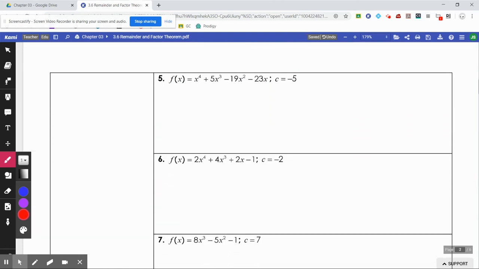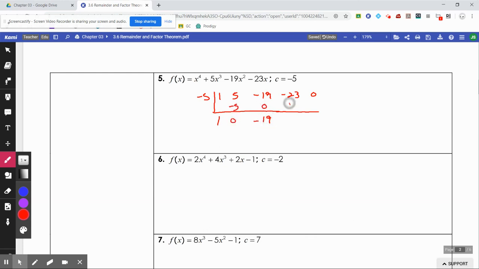Find f of -5. To find f of -5, we put a -5 on the outside. 1, 5, -19, -23, and 0. There is no constant term. That 0 does have to be put there. Let me double check. We got everything. 1, -5, 0, 0, -19.